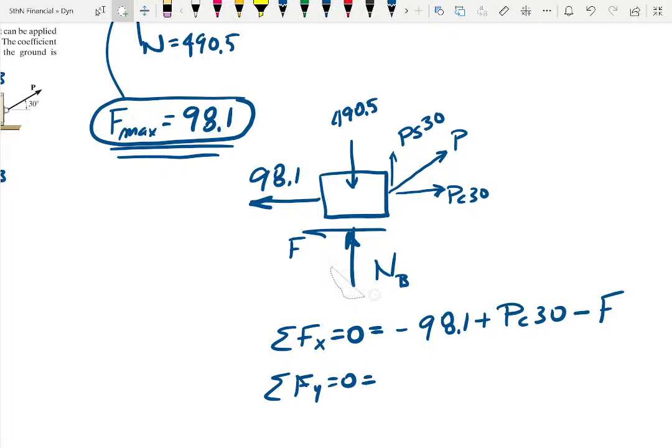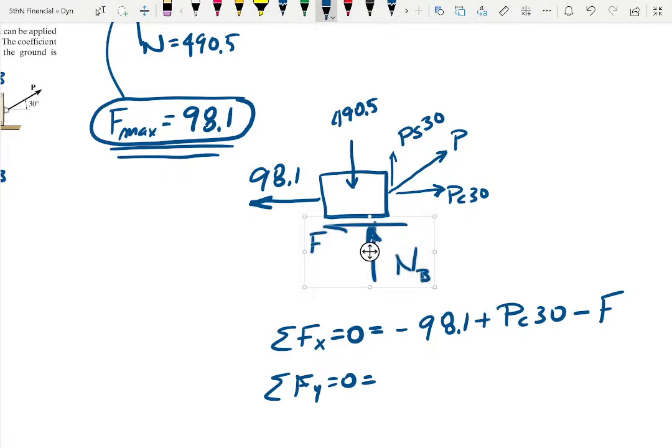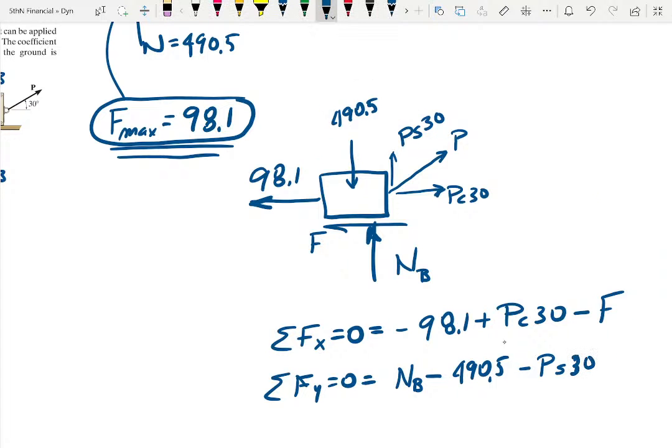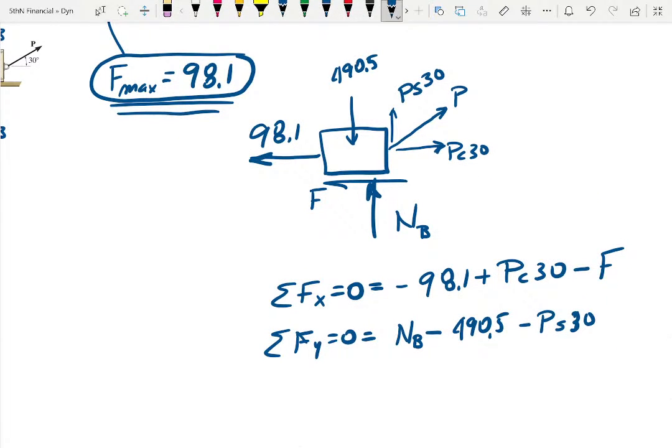Now what I'm going to have to do, I'm going to go ahead and move this. Doesn't matter which way I move it. It might have to be moved the other way, but that's okay. Sum forces in the Y gives me NB minus 490.5, this part going up, and then followed by that to be minus P sine of 30. And now I'll do the sum of the moments, and I'll just call this X.